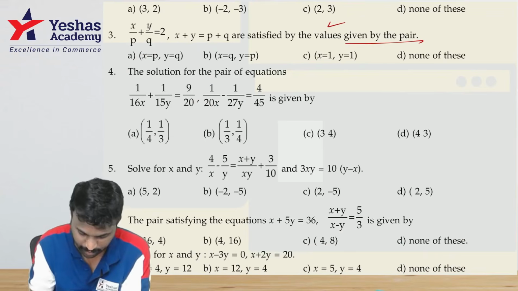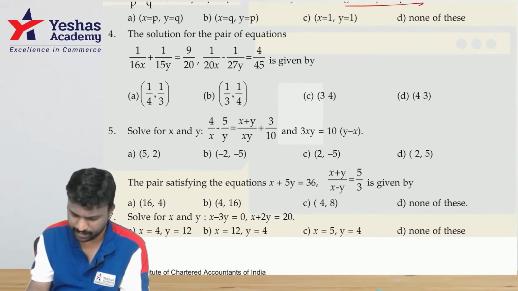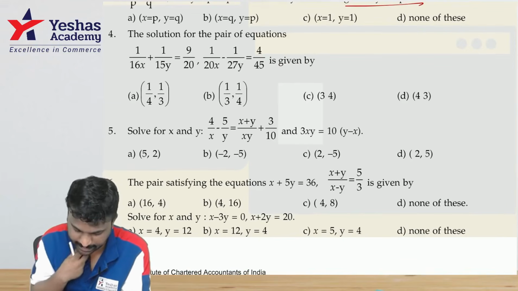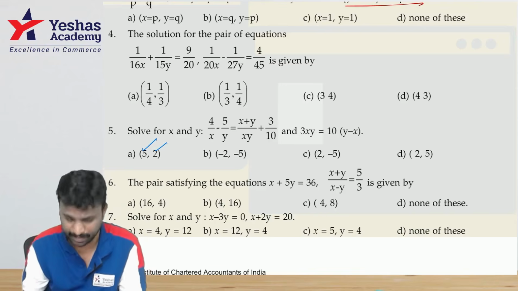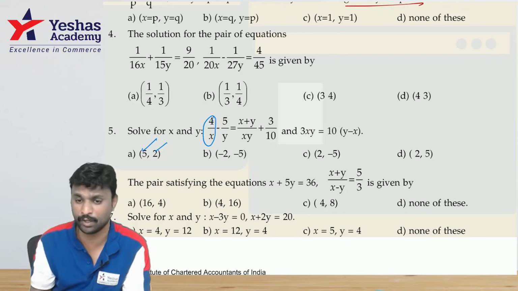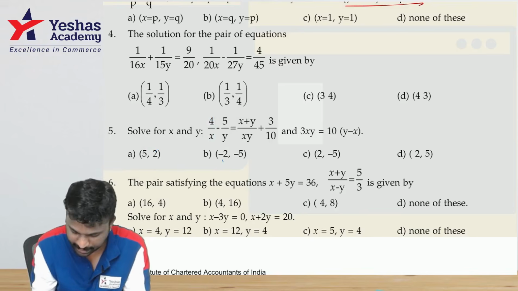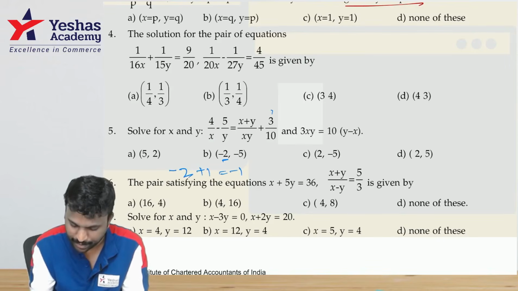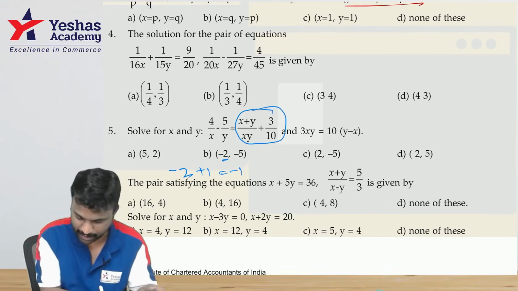Question number 5. What we basically need to do is plug in the values of x and y. Guys, if I plug in the values of x as 5 and y as 2, you can clearly see that 4 by x, 4 by 5, is going to be a decimal value, so avoid that. And then 4 by minus 2 is minus 2, and 5 by minus 5 is minus 1, so minus of minus 1 is plus 1. You get a negative 1, but is this value going to be minus 1? You have to check, guys.